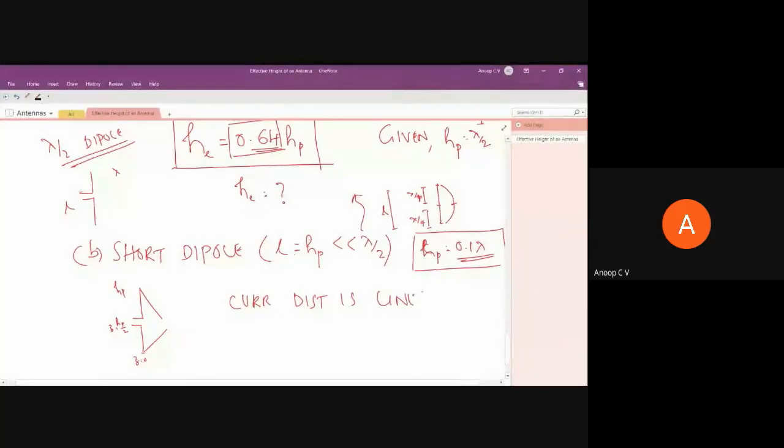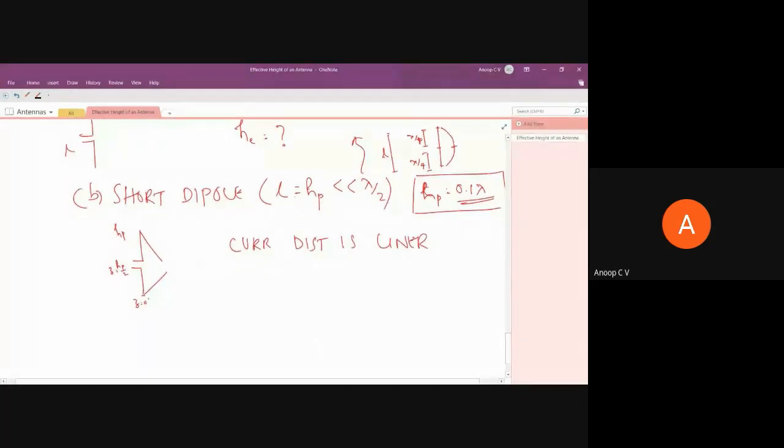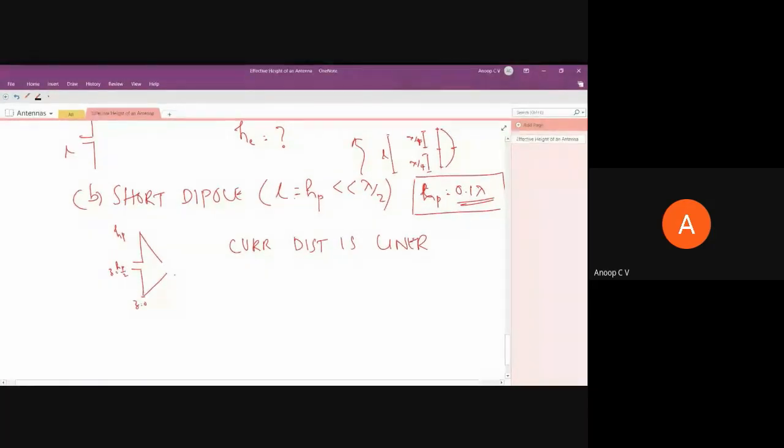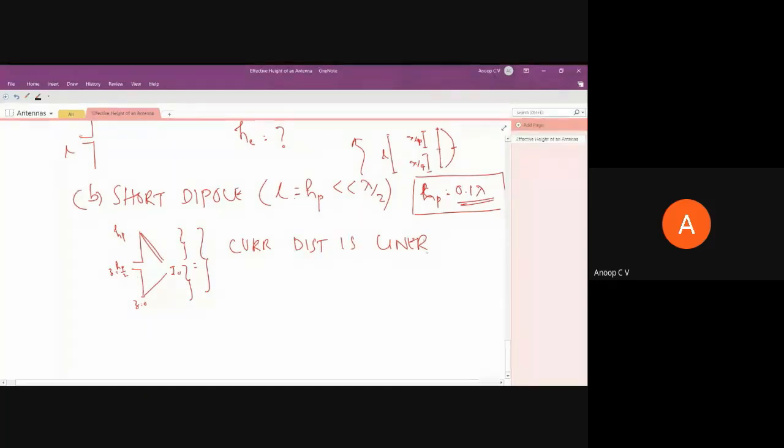Current distribution is linear, right? So what happens is, you can see here, current at z equal to 0 it is 0, and at z equal to L by 2 it reaches maximum. And similarly here also, right? So the average over this portion will be same as average over this portion, and that will in turn be same as average over this entire portion, right? So if I find average over this L by 2 portion, that would be more than sufficient, right? So here current distribution is linear.